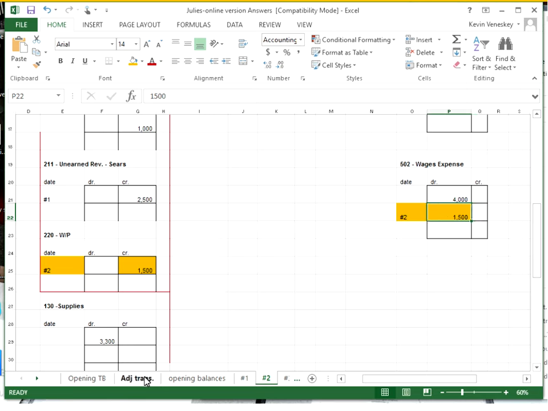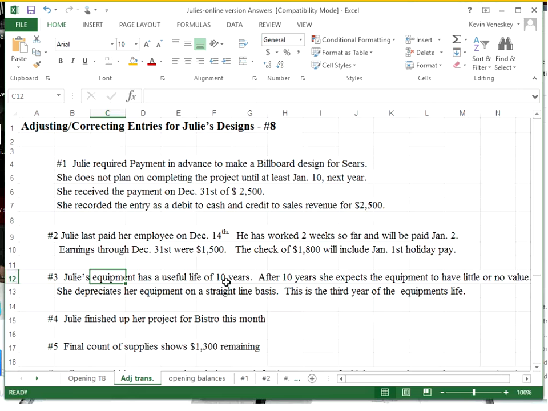Okay, let's go back and look at number 3 now. Julie's equipment has a useful life of 10 years. This is extra information for right now. We'll get into this later on in the semester, but I wanted to put it in there to kind of begin to introduce you to what it means that it has little or no value when we plan on selling it or getting rid of it. We're depreciating on a straight line basis, which is the only way we have learned so far. And I've put in here that this is the 3rd year of the equipment's life. We'll be able to know that just by doing the process that is correct.